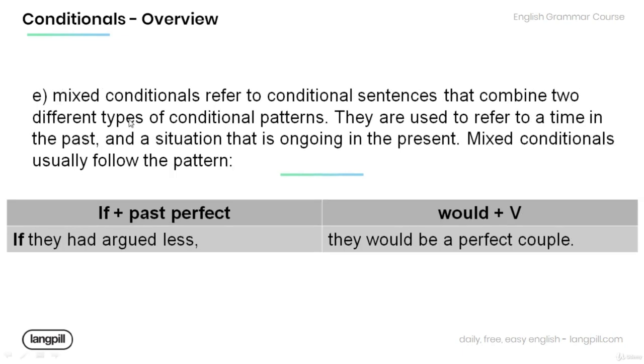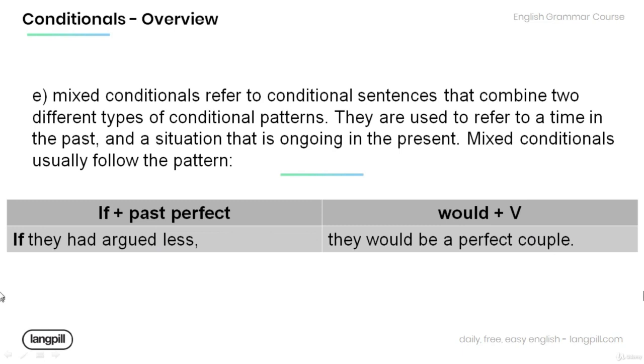E. Mixed conditionals. Now, mixed conditionals refer to conditional sentences that combine two different types of conditional patterns. They are used to refer to a time in the past and a situation that is ongoing in the present. Remember, the mixed conditionals usually follow the pattern if plus past perfect and would plus verb.